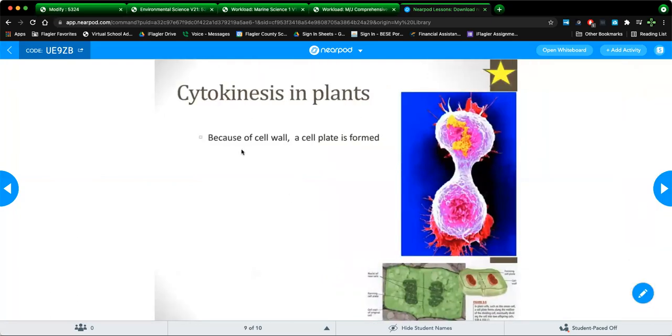Okay, and then just as a side note, so plant cells, very, very slight difference in plant cells during cytokinesis. So that difference, because plant cells have a cell wall, animal cells do not. So the plant cell also has to form a cell plate in the middle before it divides. That cell plate is going to turn into part of the cell wall for each of the new cells.